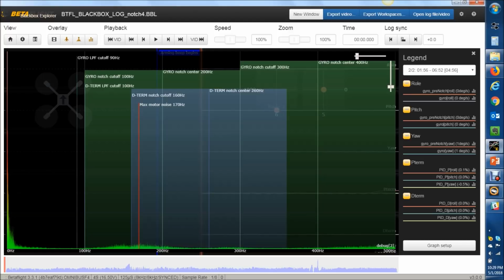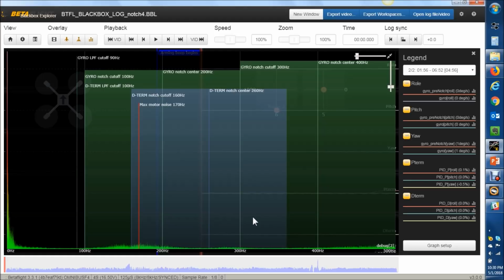A 1 kilohertz logging rate is not high enough. You can see it's a 1 kilohertz logging rate because on the spectrum analysis, you only get 500 hertz. The spectrum analysis only ever gives you half of whatever your logging rate is. I like to log at 4 kilohertz.